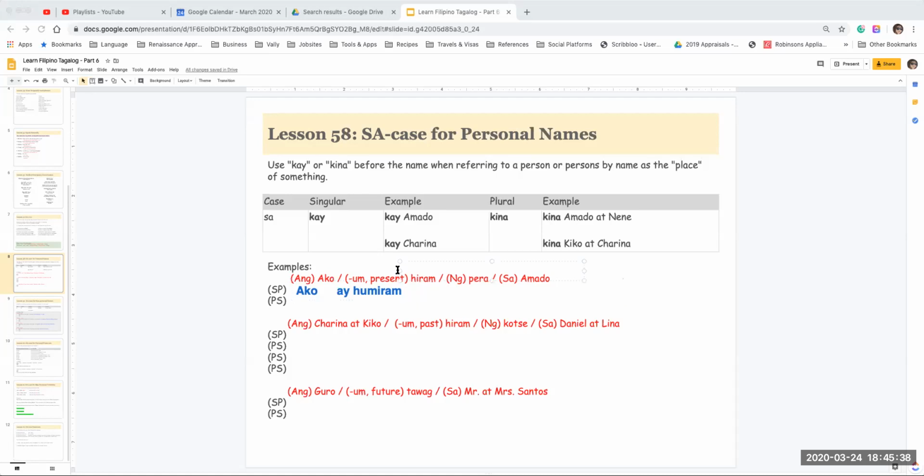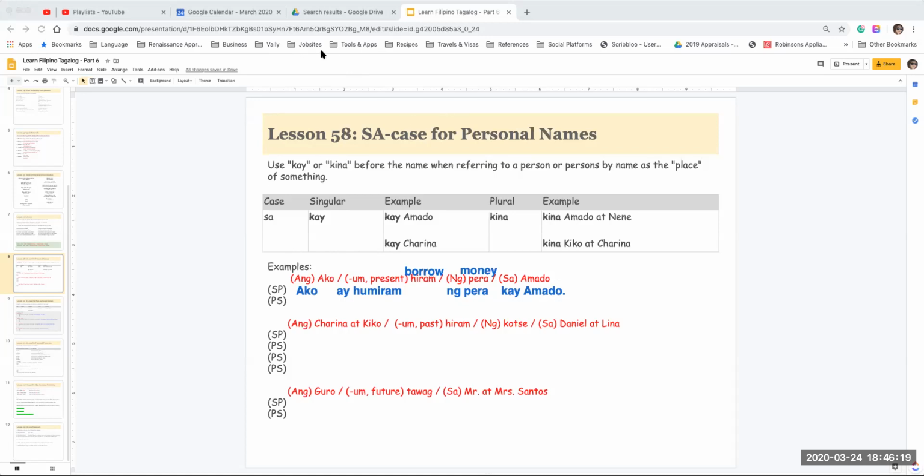Hiram means borrow, by the way. So humiram ng pera. We have to mark it with nang. Do you know what pera means? Money. So ako ay humiram ng pera from who? There's your sa case. Kay Amado, very good, because Amado is a personal name and it's singular. So we use kay.